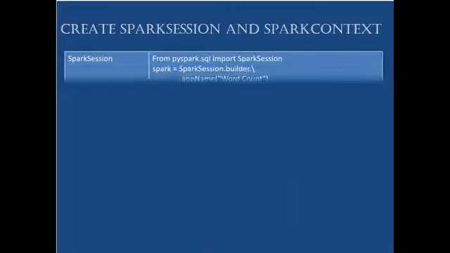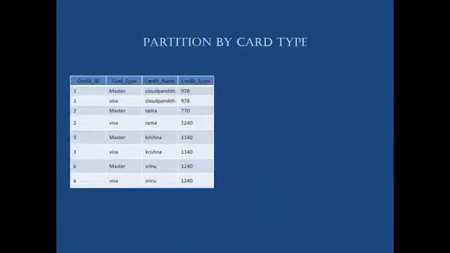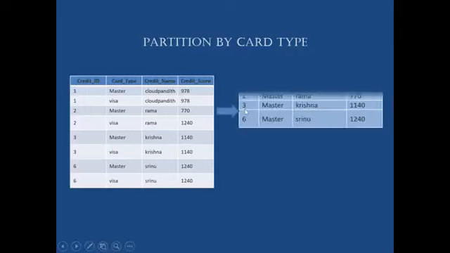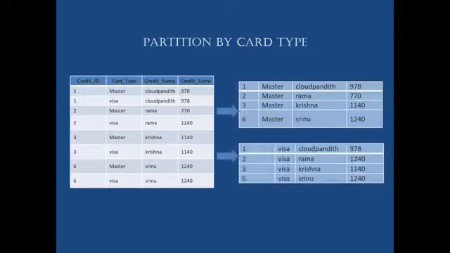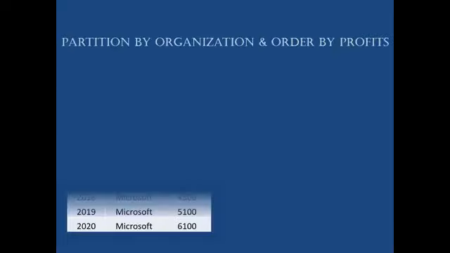So I'll quickly go through and show you partition by card type. Suppose I say partition by card type here, can you tell me how many partitions I'll get? 2 partitions. Right, so I'll get 2 partitions. One is Master and the second one is Visa. I'll get 2 partitions.